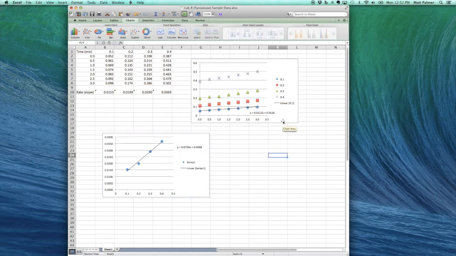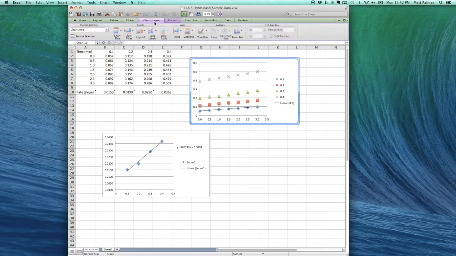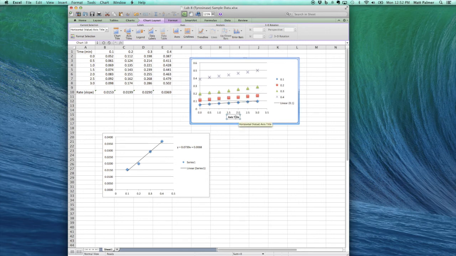Of course, when you want to put this into a lab report, you'll want to make it look nice. You might not want to include the equation here. You might want to add some titles. So if I go to my chart layout area, I can click on axis titles. My horizontal x-axis, I'll add a title. This is simply time in minutes.